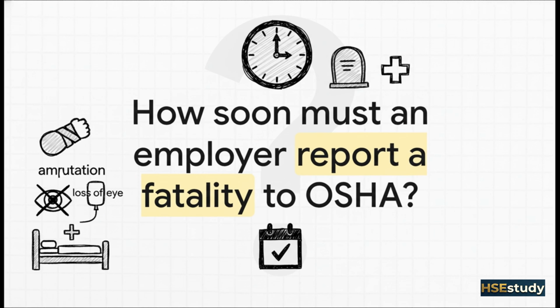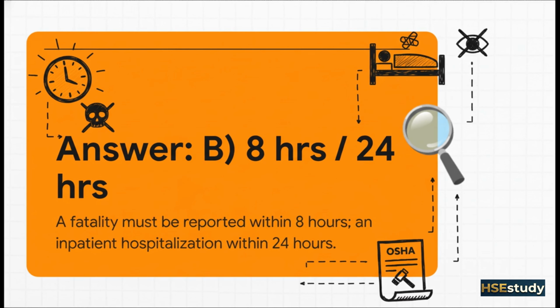Now for a very serious one. Question 9, reporting. How quickly must an employer report a work-related fatality to OSHA? And what about for an inpatient hospitalization, an amputation, or the loss of an eye? Check these options very carefully. 5 seconds. The correct answer is B.